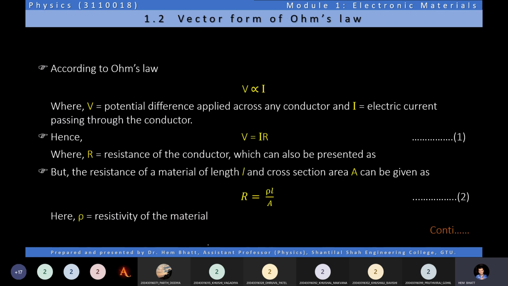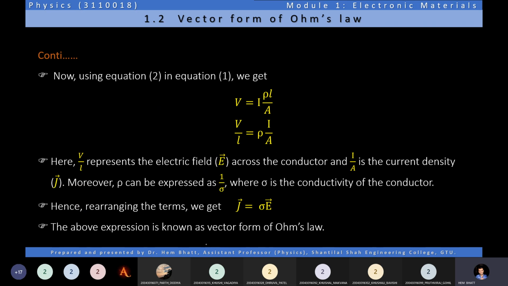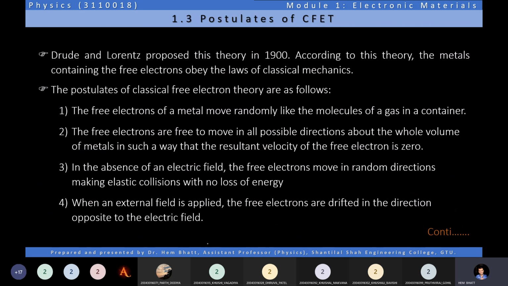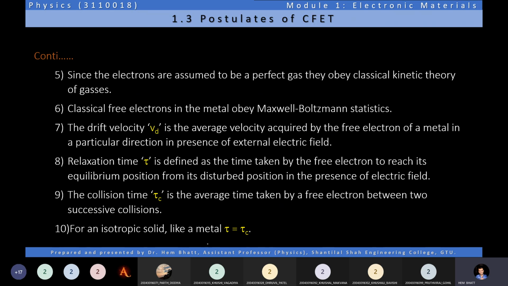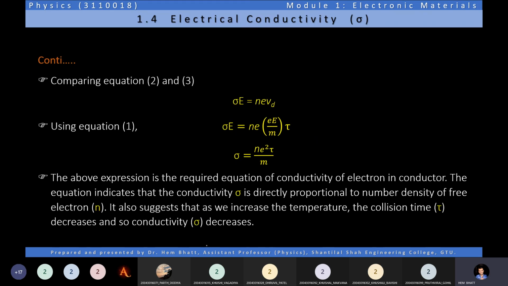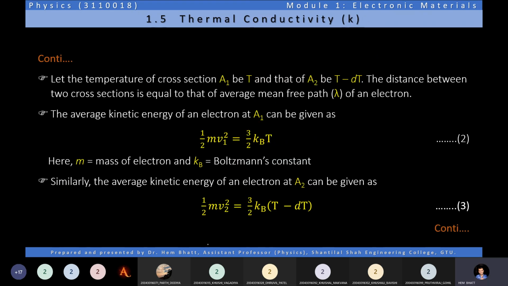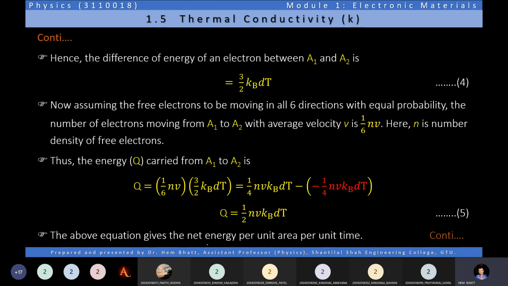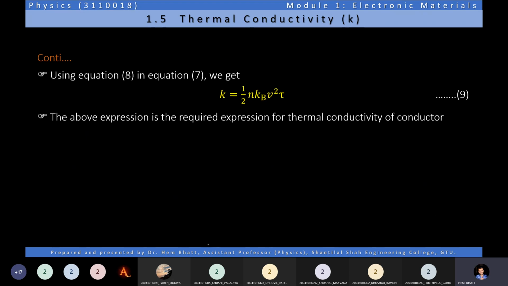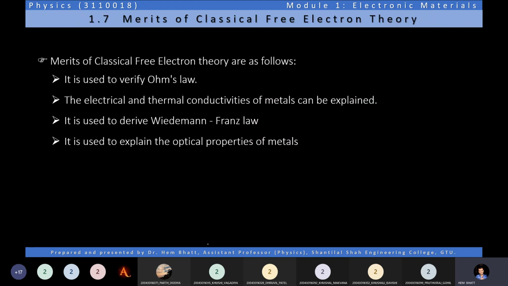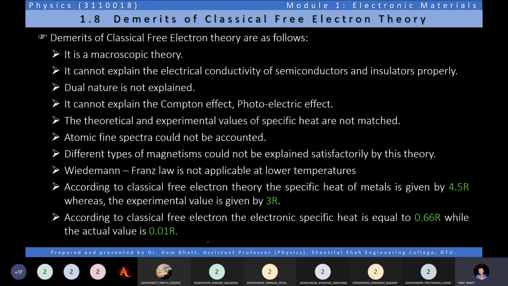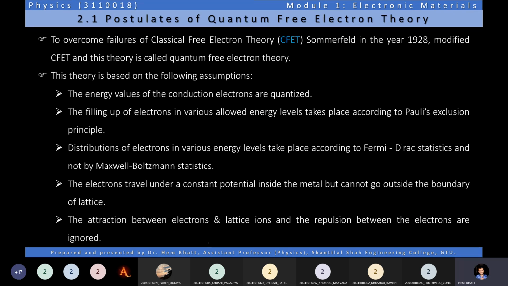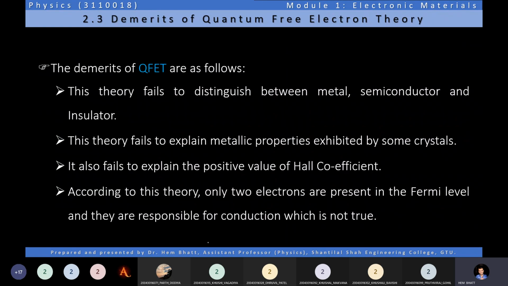Drift velocity, then the vector form of Ohm's law, postulates, 10 postulates, then electrical conductivity, thermal conductivity, relation between the two, Wiedemann-Franz law and Lorentz number, merits of classical free electron theory, demerits of classical free electron theory, then 5 postulates of quantum free electron theory, then merits and demerits of quantum free electron theory.